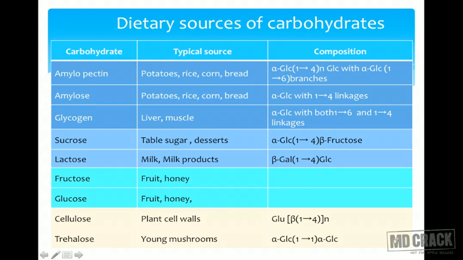Trehalose. Trehalose is another carbohydrate which is present in young mushrooms. So mushroom is a part of your diet. You may be eating trehalose. Again, this is made up of glucose and glucose in 1,1 linkage.